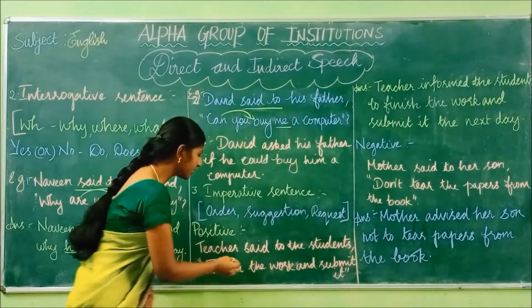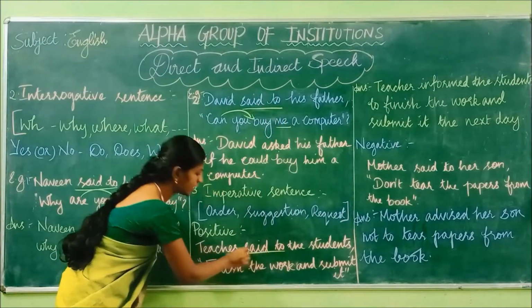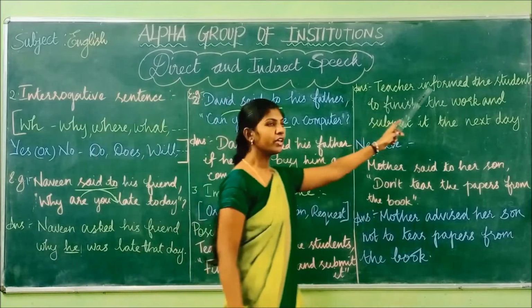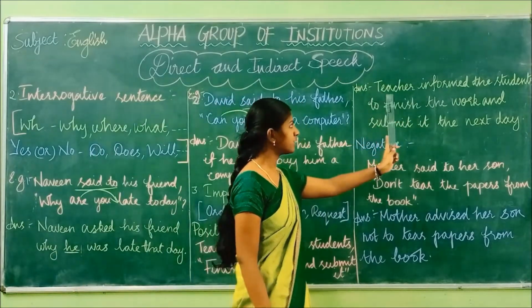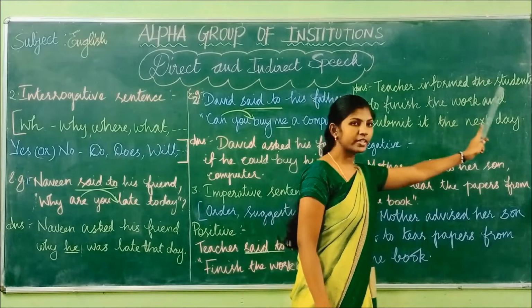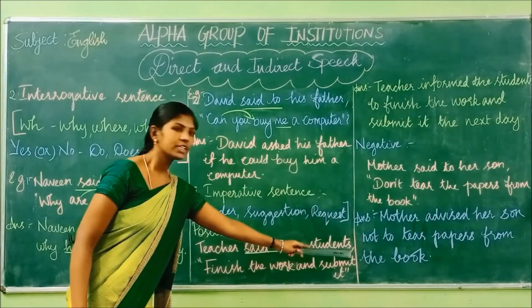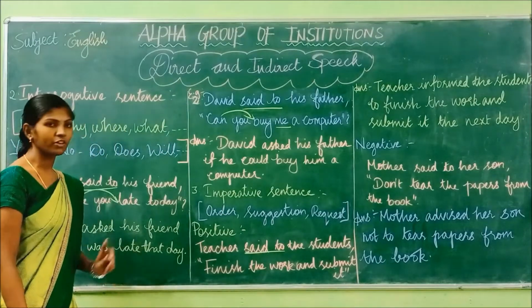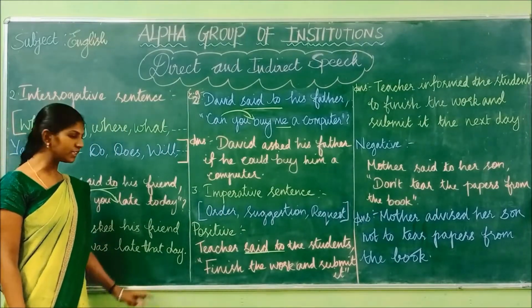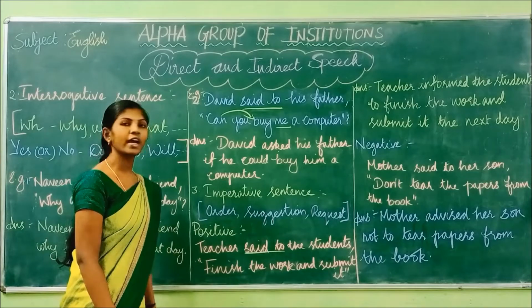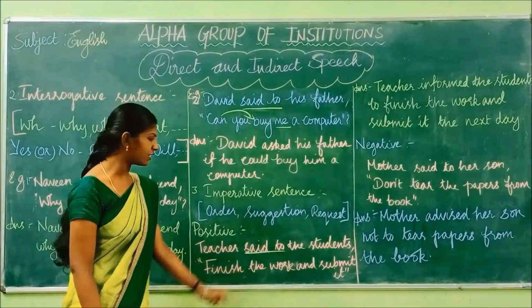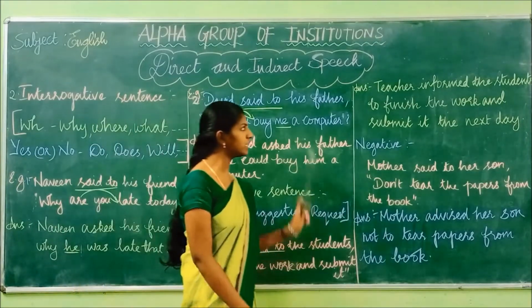So what we are using here, instead of "said to", is changed into "inform". So the teacher informed the students. We have completed the first sentence. Now we remove this comma and we remove this quotation mark. What's the next sentence? Finish the work and submit it. How would you change it?